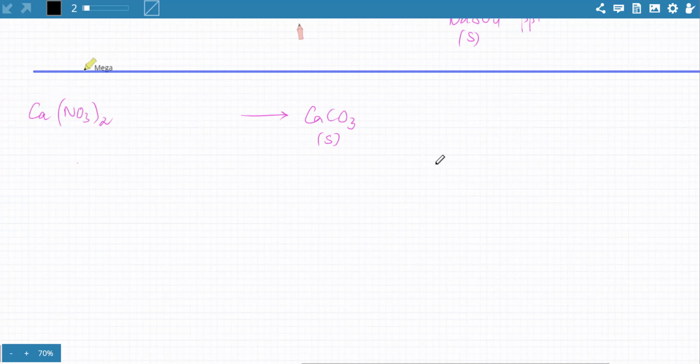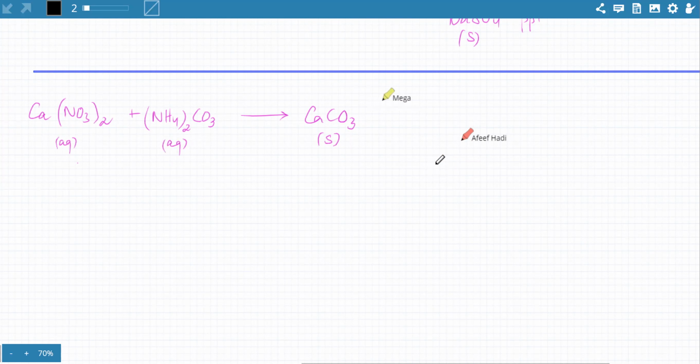And then mix that with the NH4. Can you use NH4 or no? Now you can, because carbonate is 2-, right? But is it soluble? Yes, it is, because anything that has NH4 in it is soluble. So these two compounds are both aqueous.